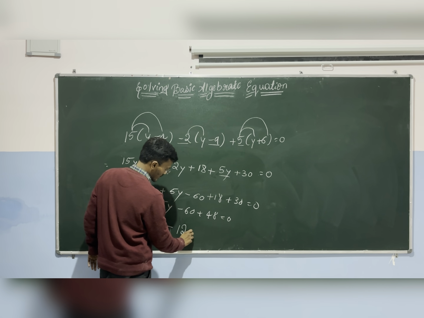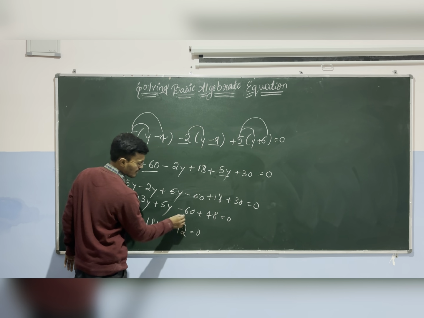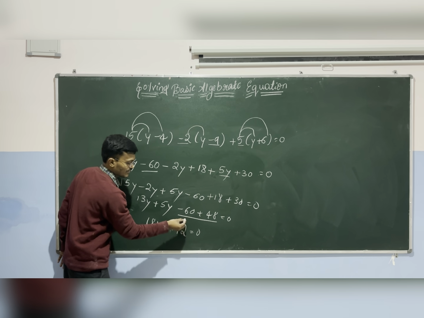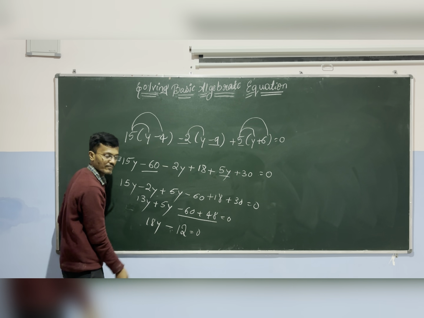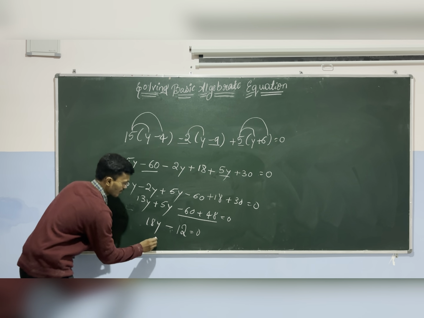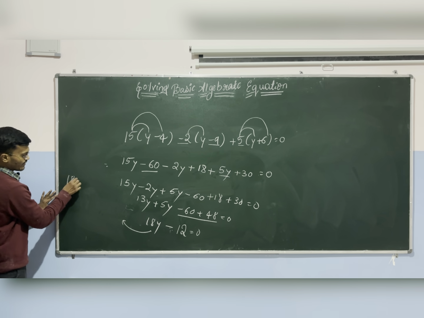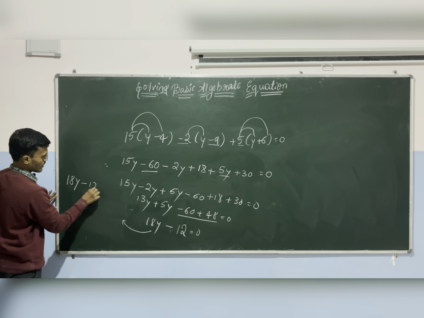So there is a 12, minus 12. Why have I written minus 12? Because the greater number among these two is 60. For that reason I have written a minus here. So now I'll shift it here: 18y minus 12 equal to 0.